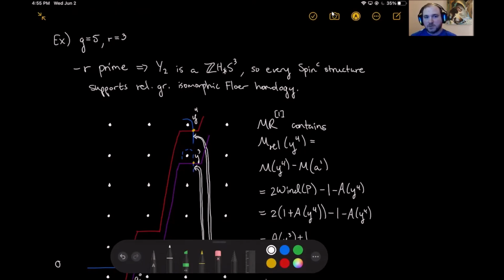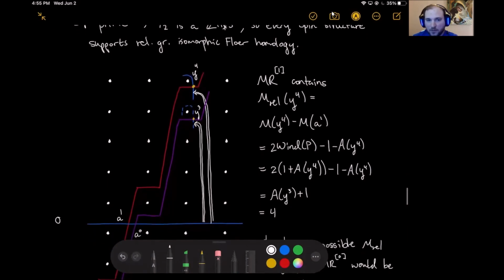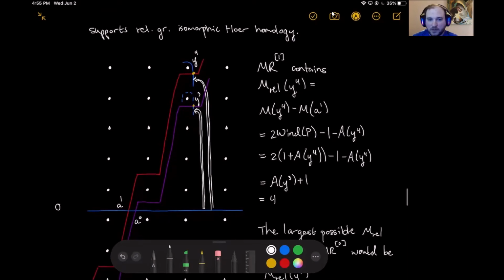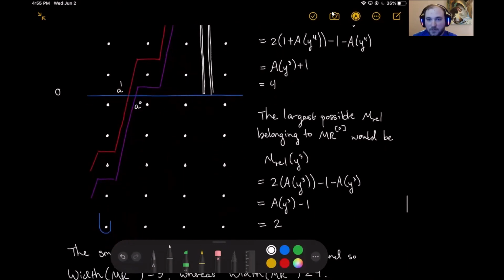And since the surgery slope is prime, we know that the Y2 summand needs to actually be an integer homology sphere. So our periodicity lemma proposition tells you that every spin-C structure has relatively graded isomorphic Floer homology. So we should expect to see all these MRn sets to have the same elements. And we go through with the grading formula that we have from part 1, and we see that this just doesn't line up. The highest possible grading that could even occur in MR0 ends up being 2, and the grading that we know exists for Y4, its relative grading, ends up being 4.